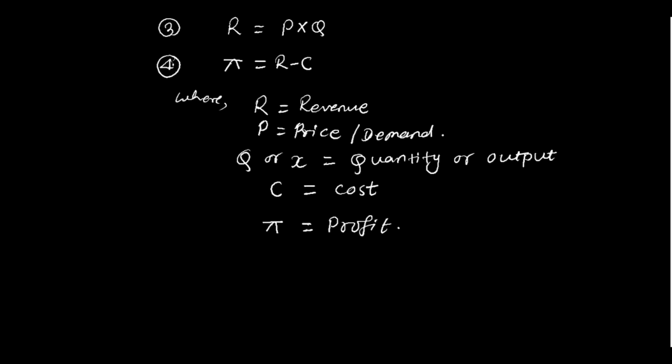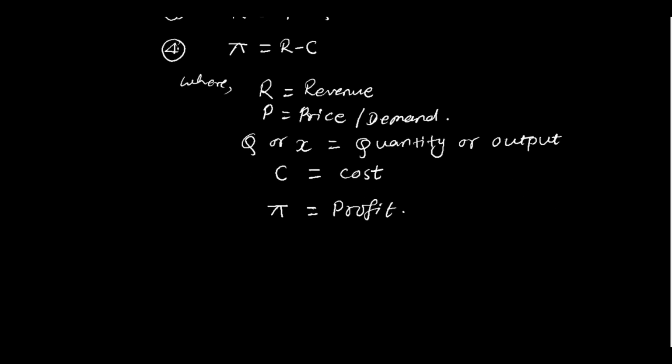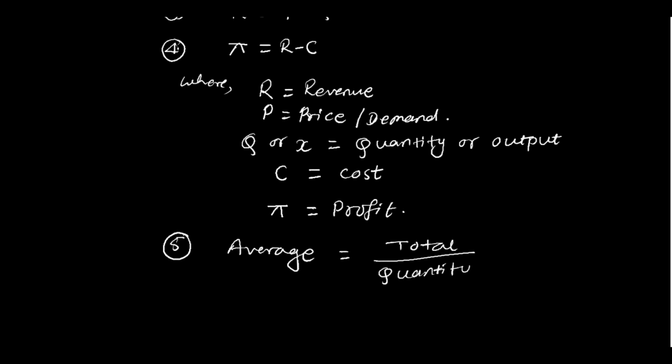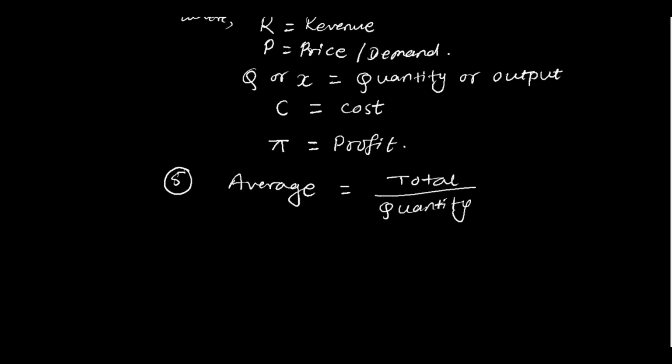Similarly, I am going to discuss the fundamental things you have to know to use integration in business. The fifth one is, if you have to find the average of something, average of cost, average of revenue, average of profit, average means total by quantity. Sometimes quantity is represented by Q, sometimes it is represented by X.